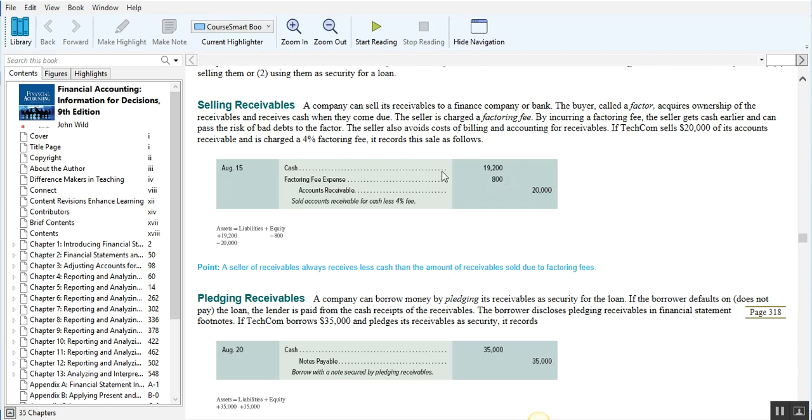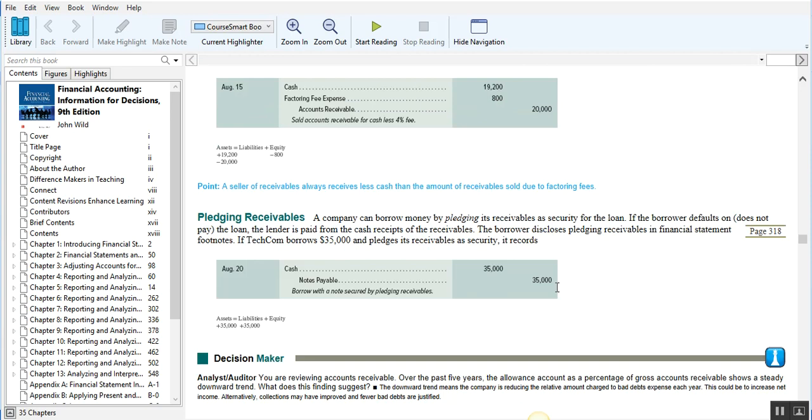So they offer us for our $20,000 in receivables, $19,200 cash. We're going to record $800 of that as a factoring fee expense. We're not going to receive $800. We're going to get $19,200 instead of $20,000. But we have to write the whole $20,000 off because we've sold it and it's closed to us. So we debit the cash, debit the factoring fee expense, and then the total amount gets credited to accounts receivable.